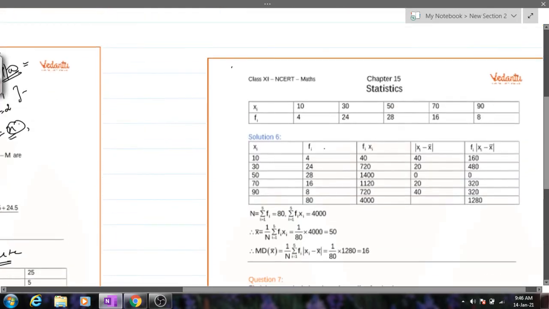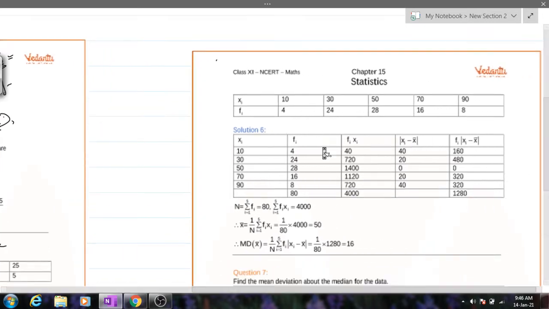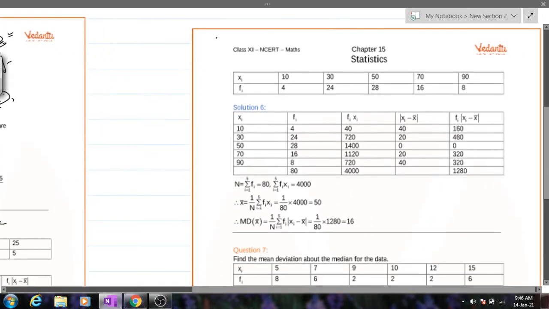Again, looking at the data, we can directly say it's a discrete form of data. So again, the same logic will be applied out here. You have to calculate fixi. First draw the table and copy down the values, and you calculate the summation of f out here, and this is the summation of fixi. Having calculated this, you'll have to calculate the mean, or x bar, which is given by 4000 by 80, which will give you the answer as 50.